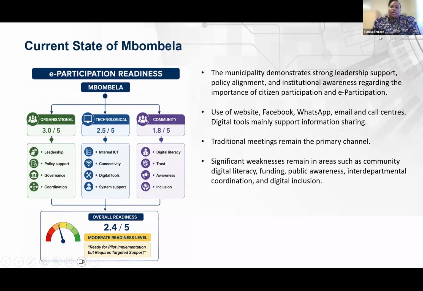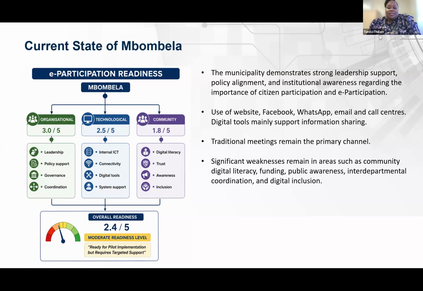The current state of the city of Mbombela in terms of e-participation readiness revealed a mixed picture. On the positive side, the municipality demonstrates strong leadership, policy alignment, and institutional awareness regarding the importance of citizen engagement and therefore e-participation. They use digital tools such as Facebook, websites, WhatsApp, email, and even call centers. However, these tools are mainly for information sharing. They still heavily rely on traditional ways of engaging with citizens, such as meetings, mayoral imbizos, radio programs, and physical outreach activities.